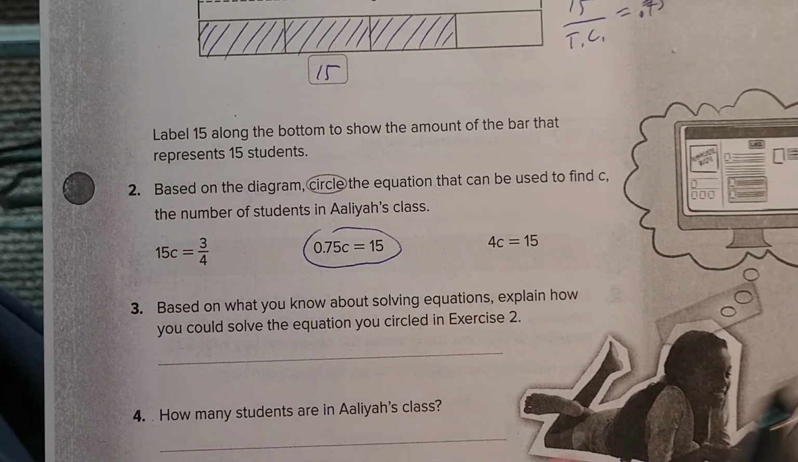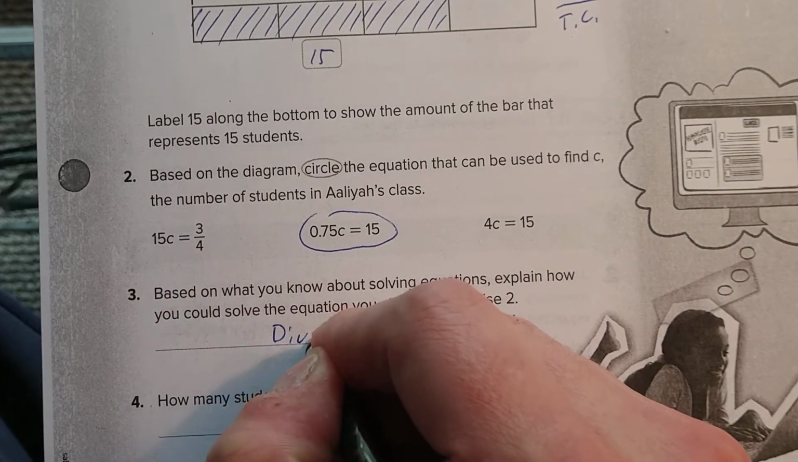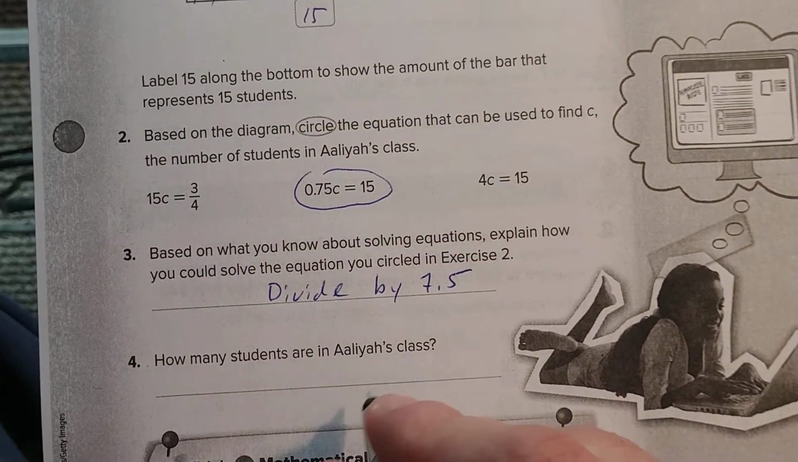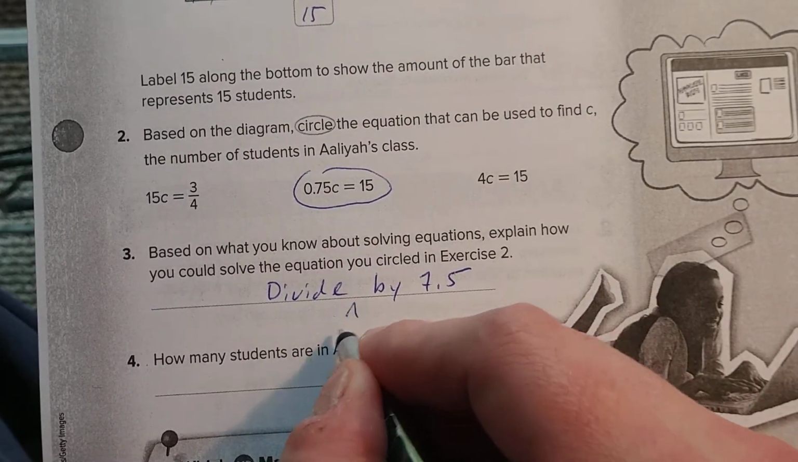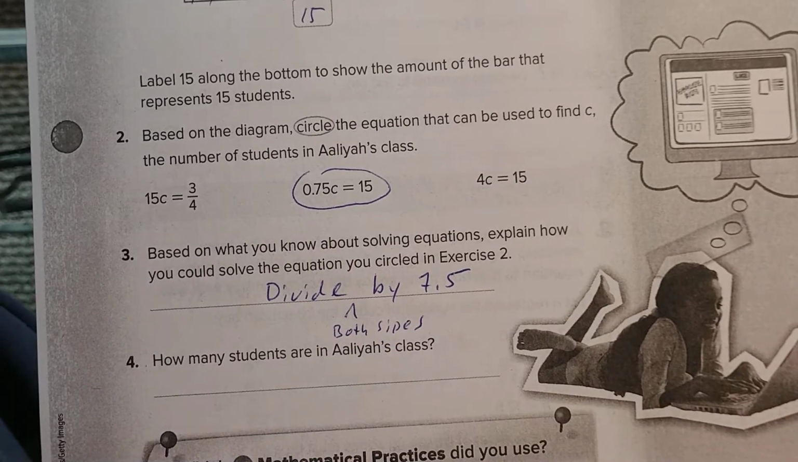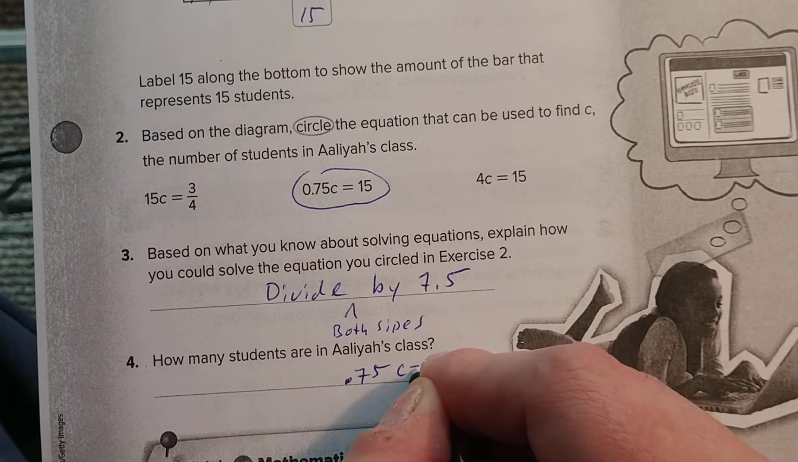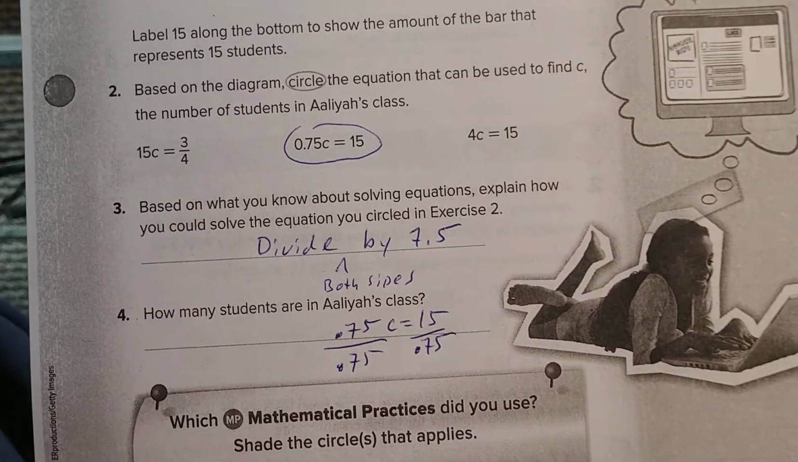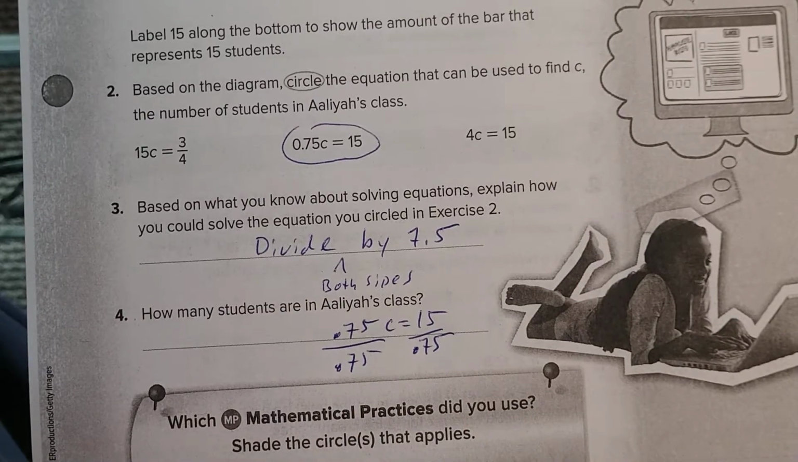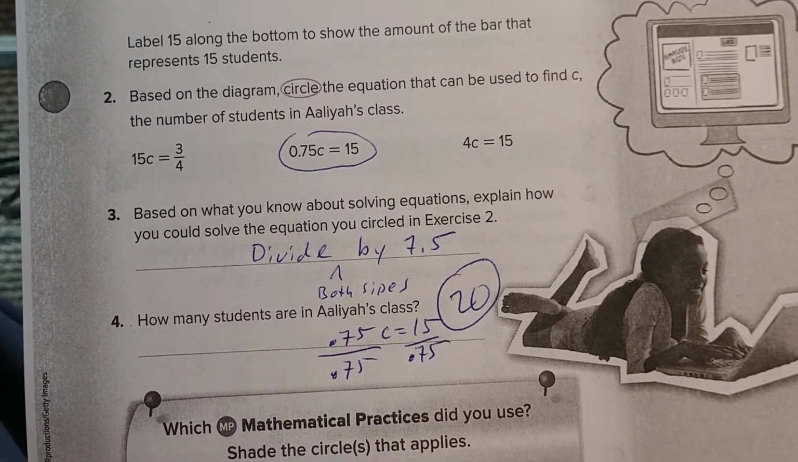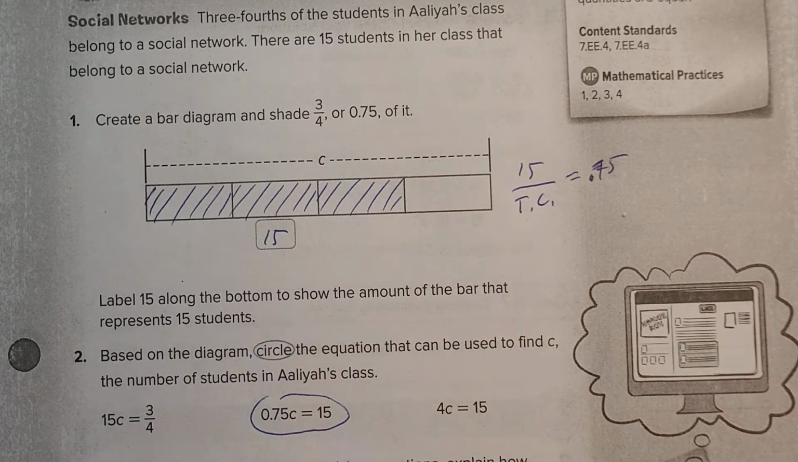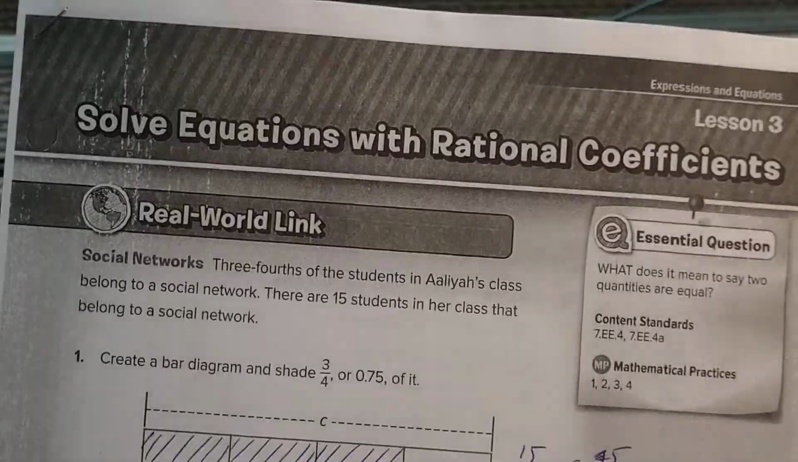Now how would you go about solving this? Maybe you have an idea. For this, you will just divide by 0.75. I guess I should have put both sides. So when we do that, we're going to get 0.75C equals 15, and we're going to divide both sides by 0.75. And then 15 divided by 0.75 is 20. So we know that there's 20 students in her class. We found that out by taking the total number of students in her class, multiplying it by the decimal that represents the people on social media, and that's how we got what was given to us, or the number on social media. Okay, so turn the page.